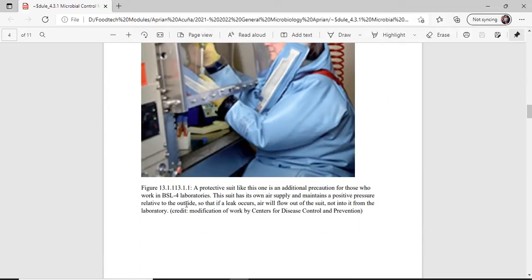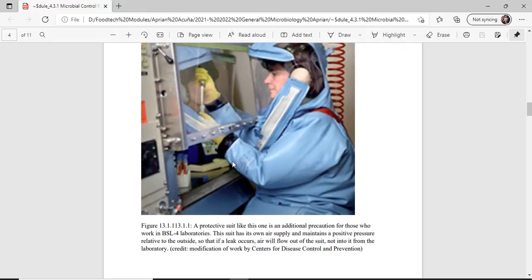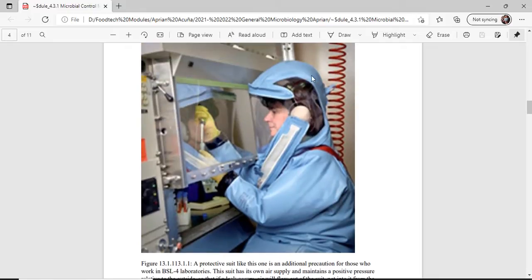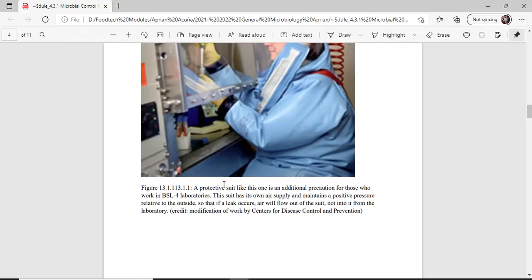We have here a picture. This is a level 4. You can see the class of it. The worker is very isolated. The worker has its own air supply inside. The hood itself has circulating air and the room itself has circulating air. So, that's three.